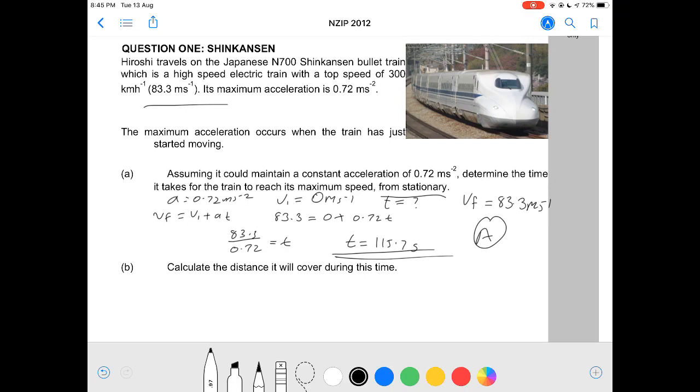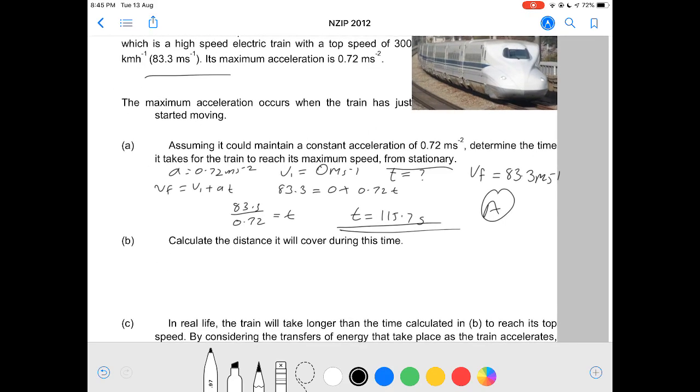Right, this next question also involves the kinematic equations, and we'll cover this one as well. It's a merit question. So calculate the distance it will cover during this time. Right, so now we need to think a bit more. Now we have time, we have all 5 variables, and we need to find distance, okay? So it's best to note down what you have. Acceleration is still the same. VI is 0. T we now know is 115.7 seconds. And our VF is 83.3 meters per second. And we have our distance we want to know.